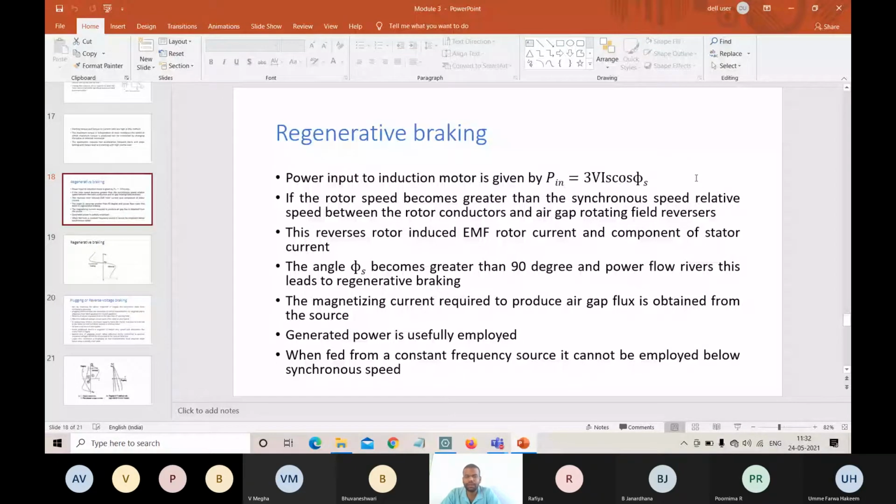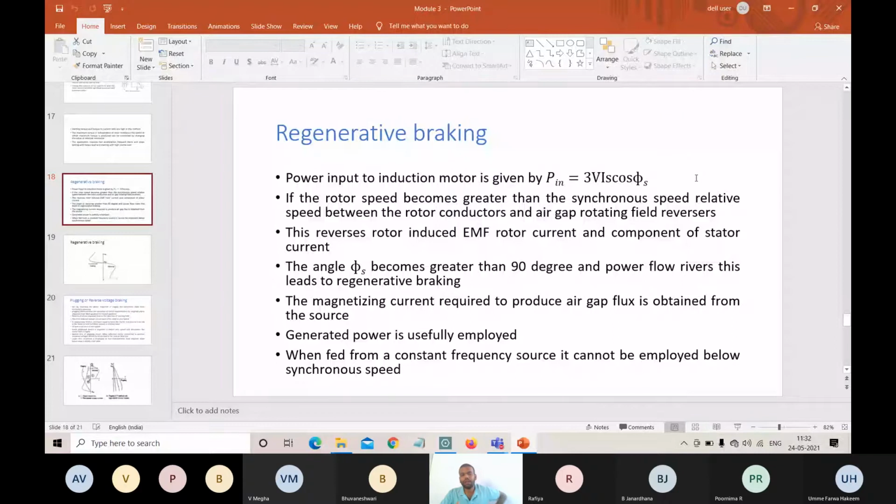So what is the necessity of braking, why do we need to go for braking, and what are the different kinds of braking methods that we can see? Here the first is regenerative braking. As the name itself indicates, braking is nothing but limiting the speed or limiting the torque that we are going to control. That is the main thing we can call braking.